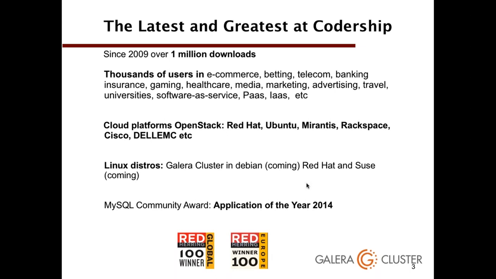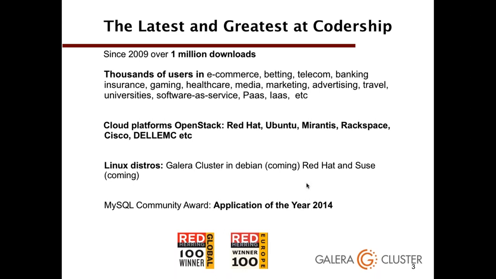availability solution for OpenStack. 39% of OpenStack users report in the latest survey that they use Galera cluster for their data store. All the big vendors like Red Hat, Ubuntu, Mirantis, Rackspace, Dell, EMC, etc. are referring to Galera, and whenever they deploy OpenStack to their customers, they use Galera cluster.